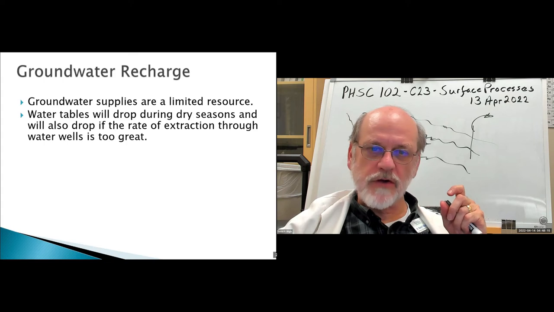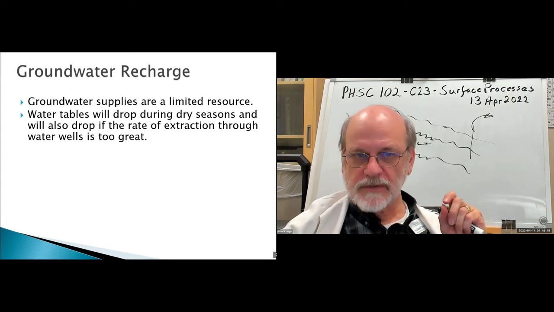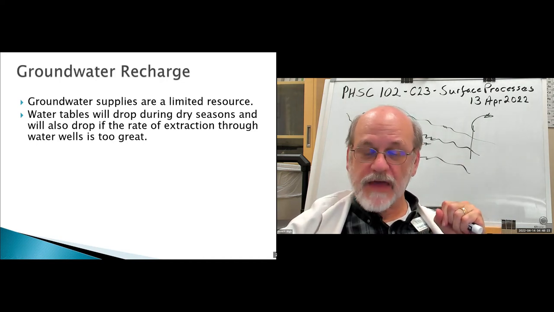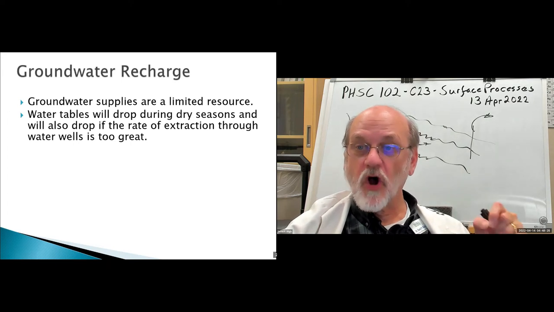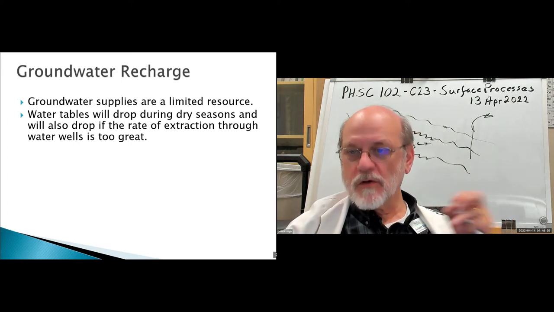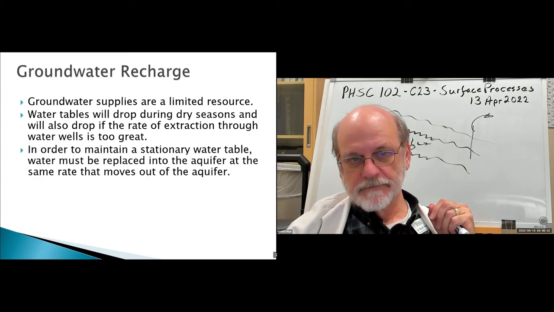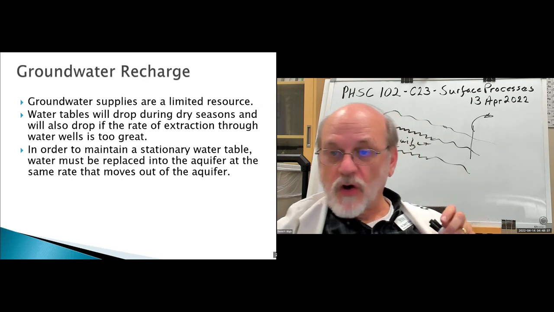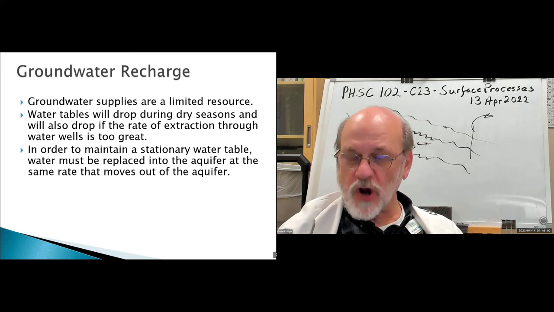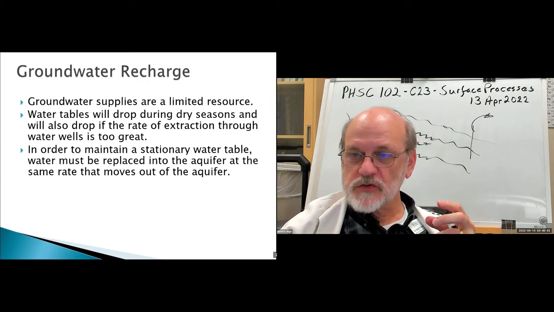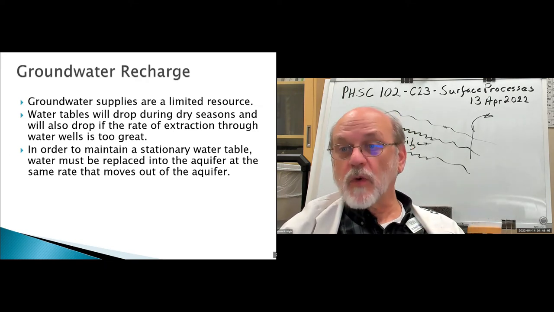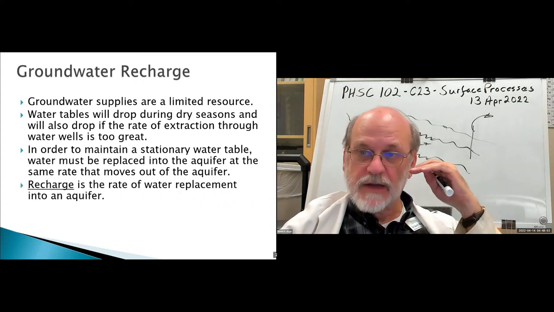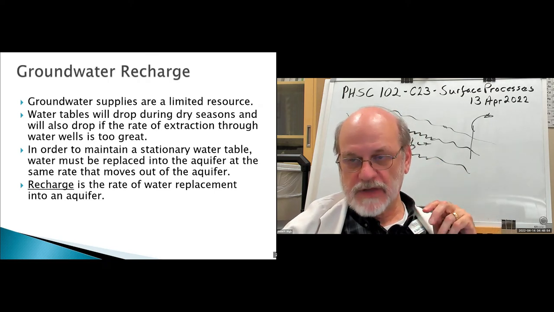Okay, I mentioned that groundwater is a limited supply, a limited resource. Water tables vary, and they also change with how much is being drawn out of them for municipal or farming purposes. If you know how fast the aquifer is being recharged, then you can limit your extraction to how much water comes into it is how much water you can take out. That's if you want to maintain that aquifer at a productive level.